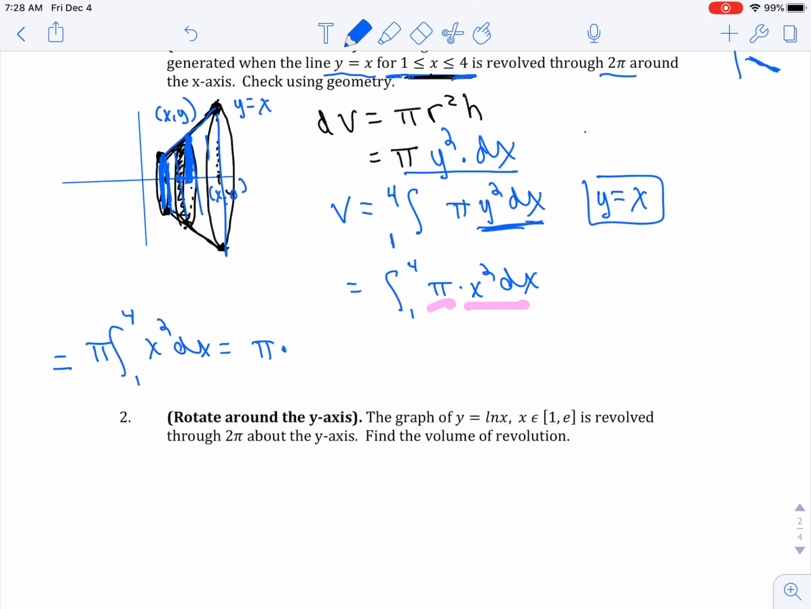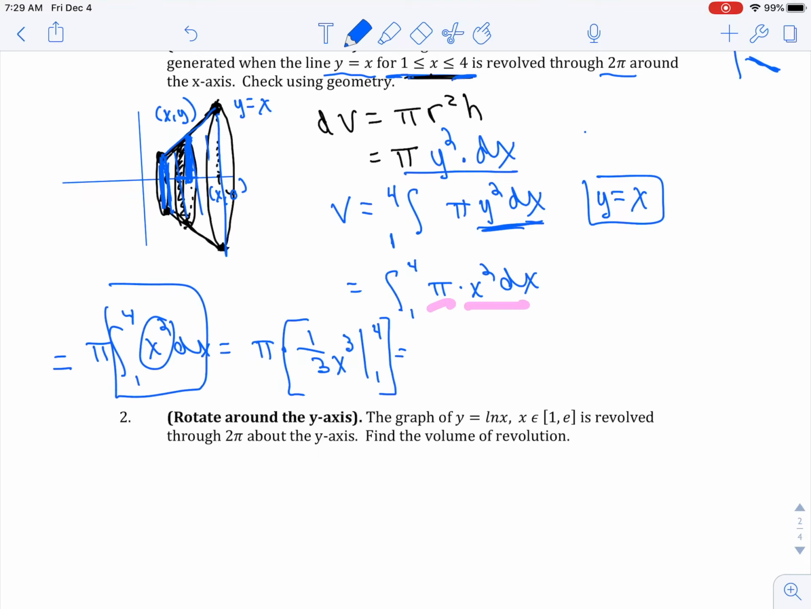So this becomes pi times, so remember now if I'm going to do this by hand, I have to take the antiderivative of this. So that's 1/3 x cubed, evaluated from 1 to 4. Technically it's this, like that.